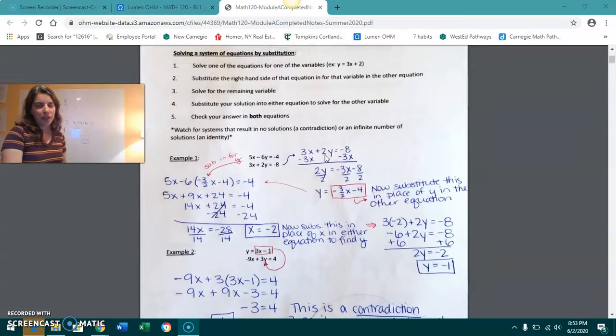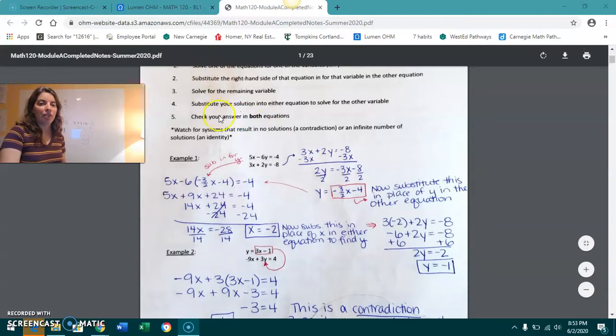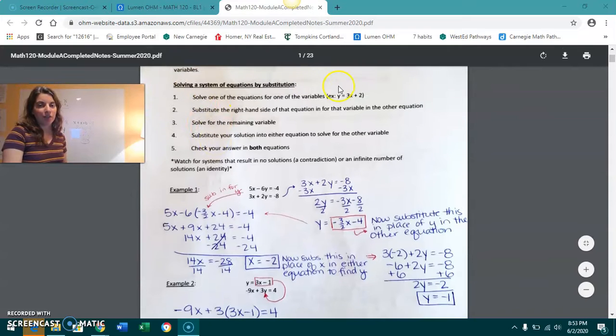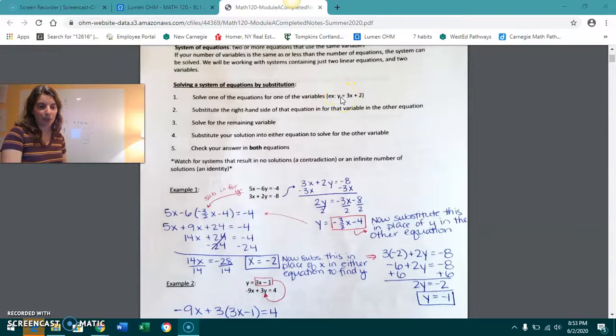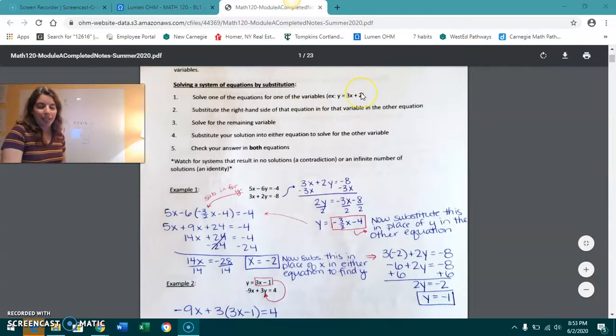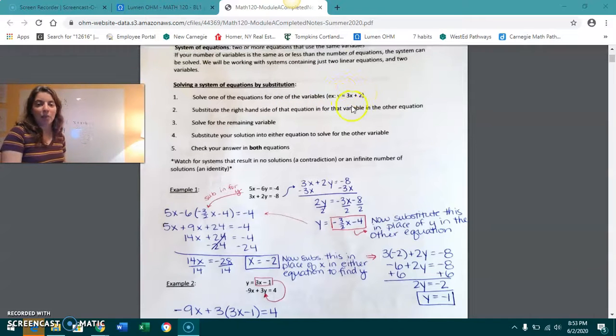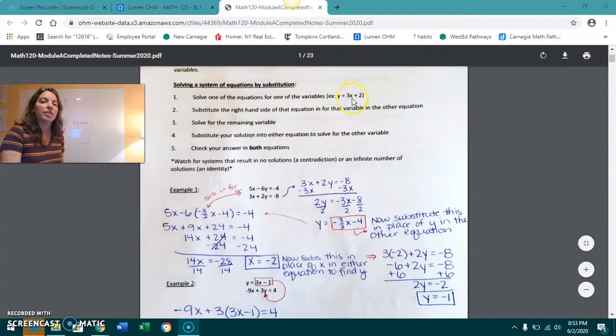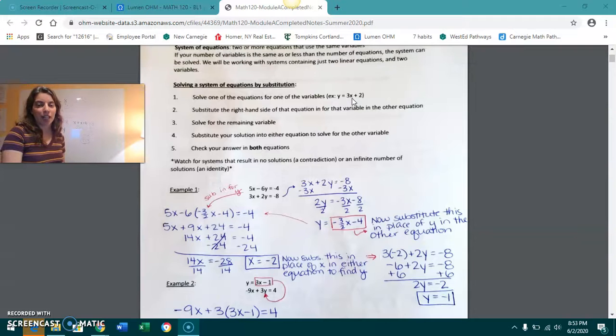So again, one of the ways we can solve a system of equations is by substitution. We solve one of the equations for one of the variables, so x or y is by itself. This is one of the reasons why we did that solving for a variable at the end of the review section. Then whatever the other part of the equation is, that can get substituted in for that variable in the other equation.